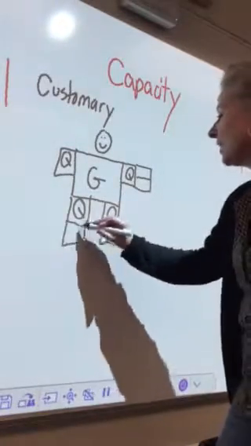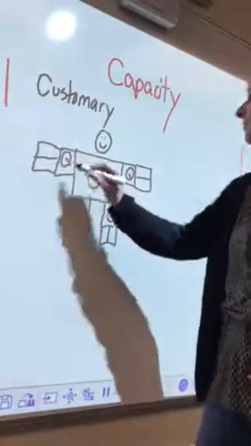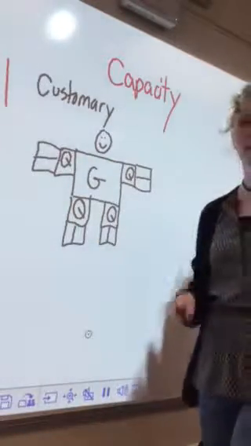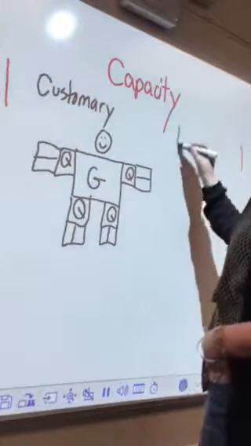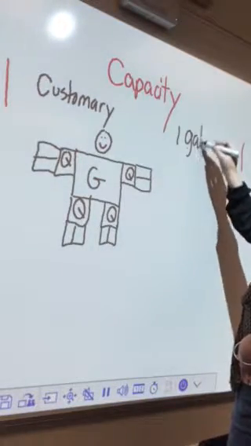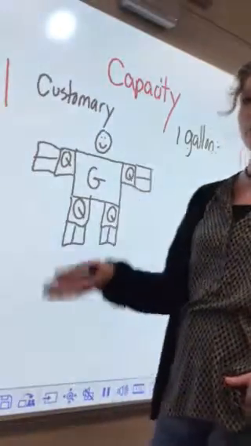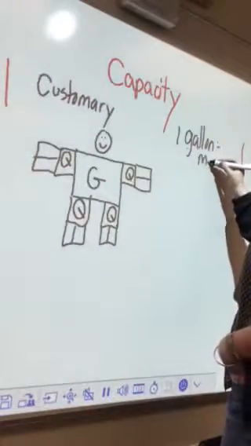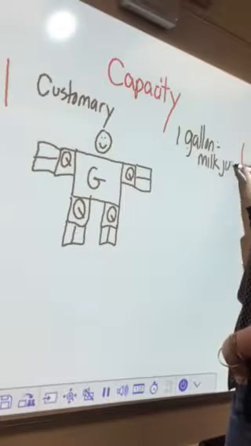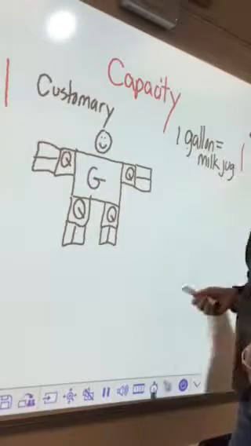When you do that, see how I'm drawing? There's 4 quarts that make up 1 gallon. Probably the thing that you've thought of the most when you've heard a gallon, we talked about this in class. I say gallon, you say milk jug. It's that big jug of milk that comes in a gallon container.